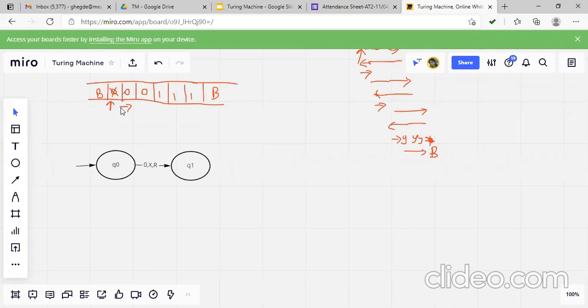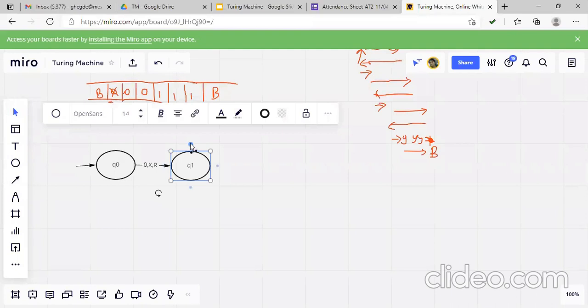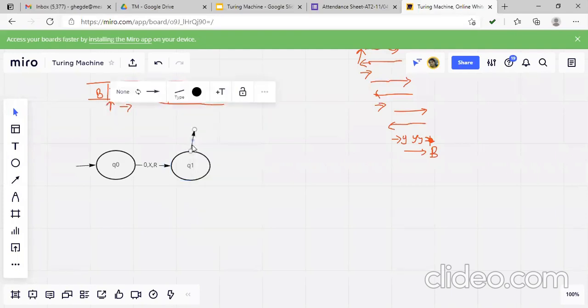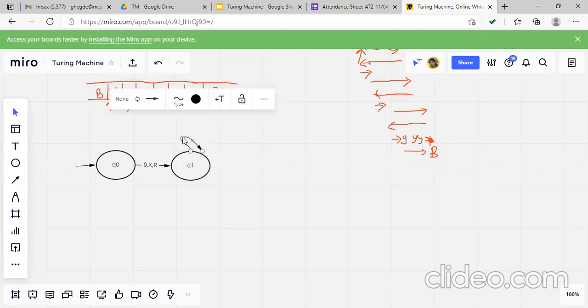To ye 0 ho gaya, humne x kar diya, and we are moving right. Abhi what are we searching for? We are searching for 1, and we are moving right. On my way, I can get any number of zeros, and any number of zeros should be kept as it is, right? So we'll make a self loop for that. Any number of zeros hai na, so uske liye we'll have a self loop. Agar ek hi hota to we would not give a self loop.